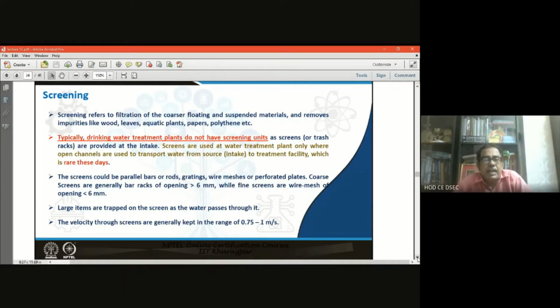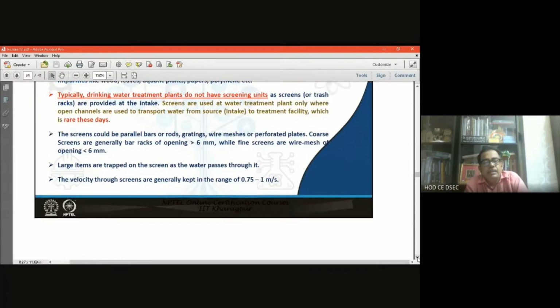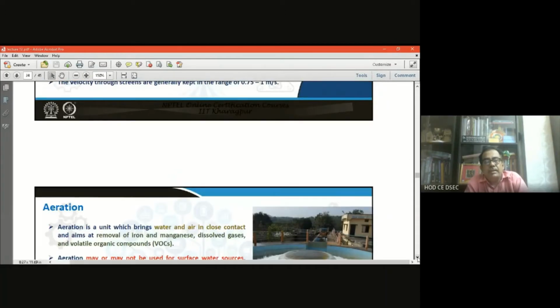Large items are trapped on the screen as the water passes through it. The velocity of the water through the screen is generally kept between 0.75 to 1 meter per second. So this is all about the screen.